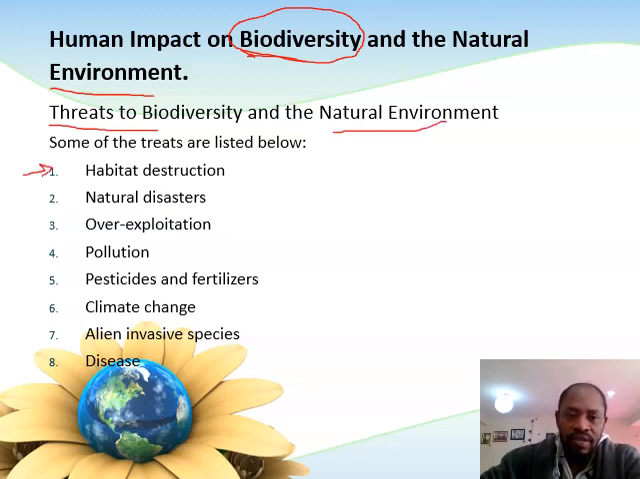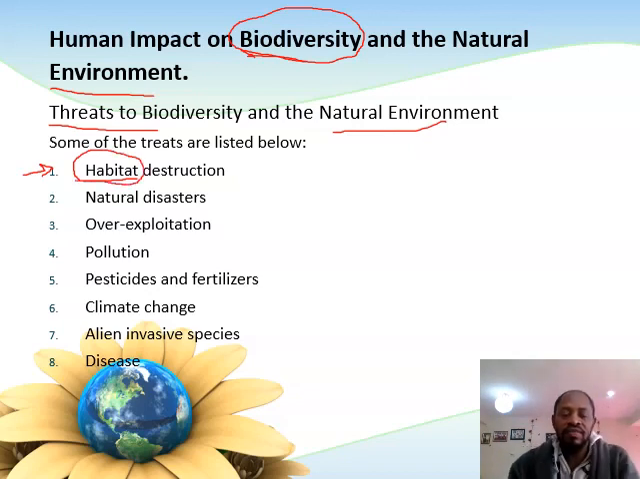One, habitat destruction. Habitat is the environment in which an organism lives. As long as we carry on with our normal human activities of, say, building and developing, we are destroying the homes of many organisms. For example, the urban areas or even the rural areas where we live, as long as we have human constructions there, it means it wasn't there at the beginning of time. Surely those areas were all forests.